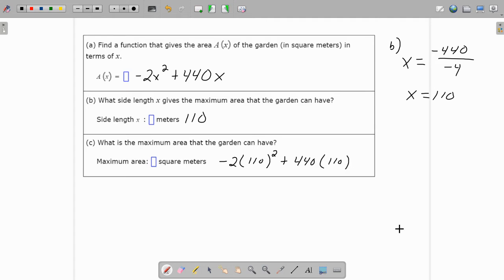Okay, I'm going to put that in my calculator, see what we get. Negative 2 times 110 squared plus 440 times 110. And I got 24,200. So once you get the equation, this is the same thing we did before, just bigger numbers.